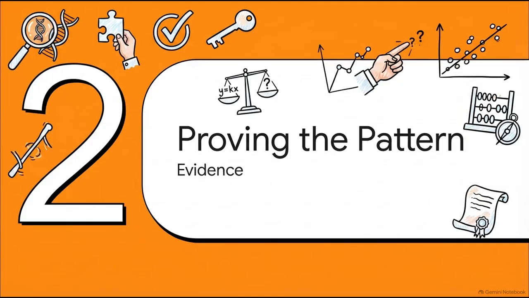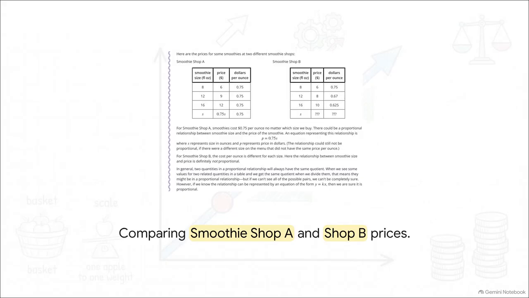Let's move on to Section 3, Evidence, proving the pattern. If a table isn't the ultimate proof, then what is? We need to look at the hard evidence. Let's contrast two different scenarios side by side to see how this works. We're looking at the prices for smoothies at two different spots, Smoothie Shop A and Smoothie Shop B. Take a look at Shop A first. For an 8-ounce smoothie, the price is $6. Divide 6 by 8, and you get 75 cents per ounce. Okay, what about the 12-ounce? It's $9, which still comes out to 75 cents per ounce. So Shop A maintains a strict 75 cents per ounce unit rate across the board.